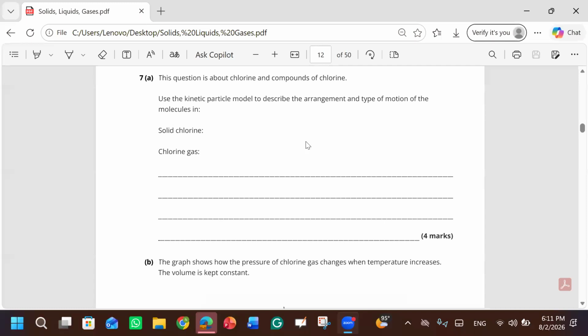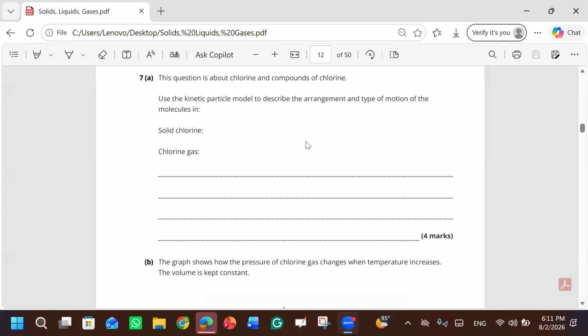Okay. The question is about chlorine and compounds of chlorine. First, tell me in which group chlorine is. It's in group 17, group number seven. In the valence shell there are how many electrons? Seven electrons.